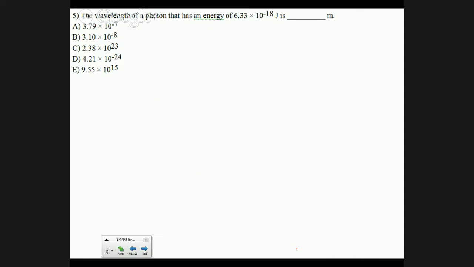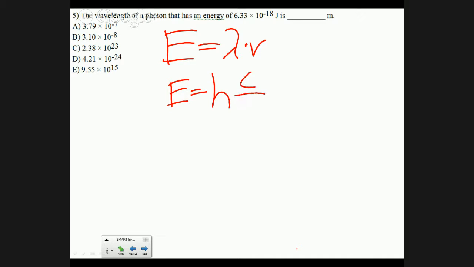5. The wavelength of a photon that has an energy of 6.33 times 10 to the negative 18 joules is blank meters. So there's a new formula we're going to use now. Energy equals Planck's constant times frequency. Or you can also have energy equals Planck's constant times the speed of light over lambda, right?